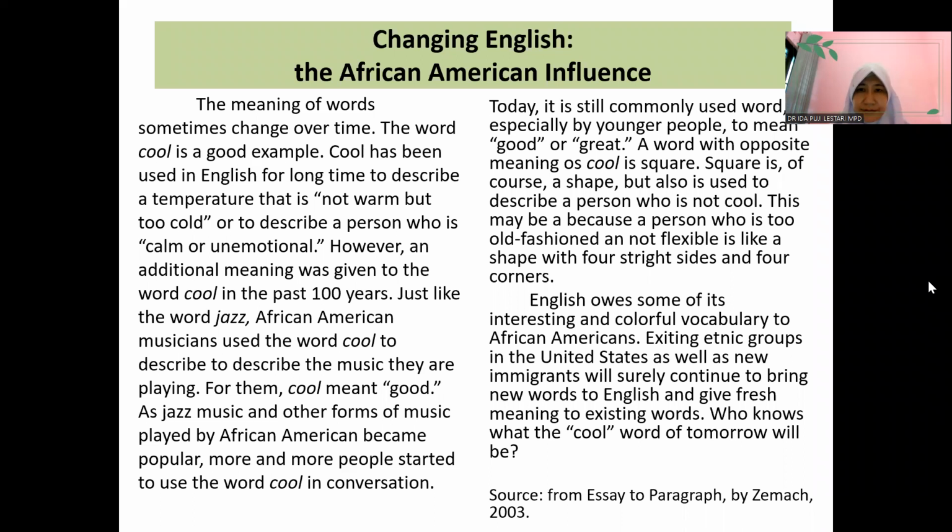Today, it is still a commonly used word, especially by younger people, to mean good or great. A word with the opposite meaning of cool is square. Square is of course a shape, but it is also used to describe a person who is not cool. This may be because a person who is too old-fashioned and not flexible is like a shape with 4 straight sides and 4 corners.